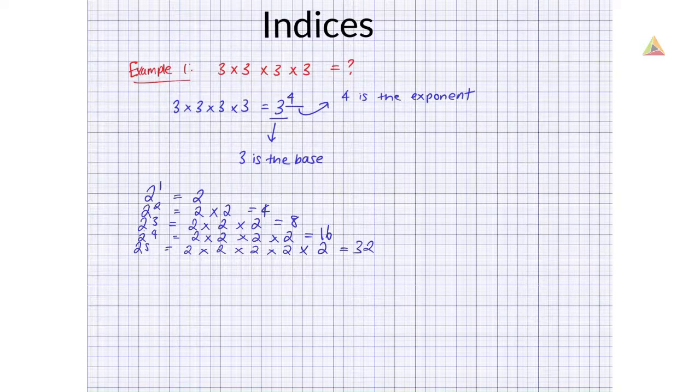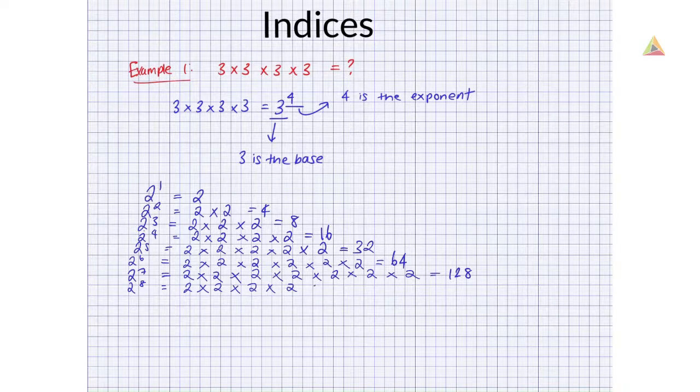You could put this straight into the calculator. 2 to the power of 6, 2 by 2 by 2 by 2 by 2 by 2, and that's going to give you 64. 2 to the power of 7, so you have 2 by 2 by 2 by 2 by 2 by 2 by 2, and that will give you 128. We're going to go all the way up to 2 to the power of 10. So 2 to the power of 8 then, you have 8 of them, and that's going to give you 256.